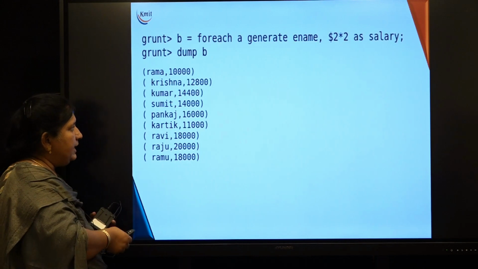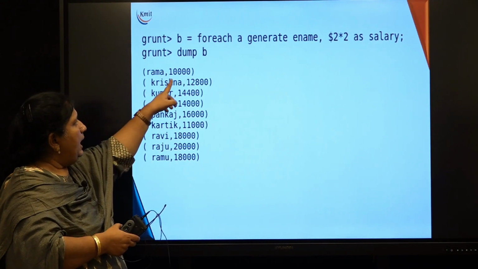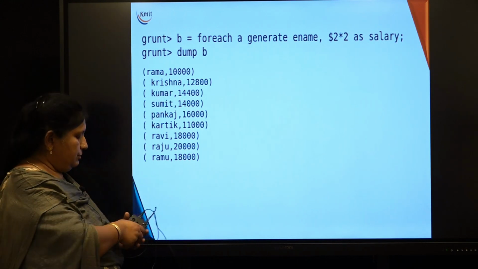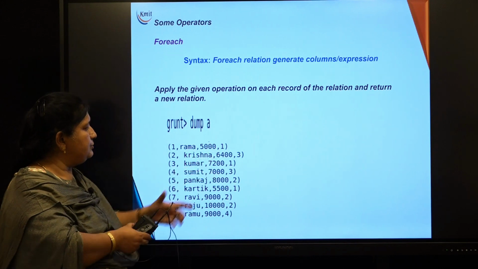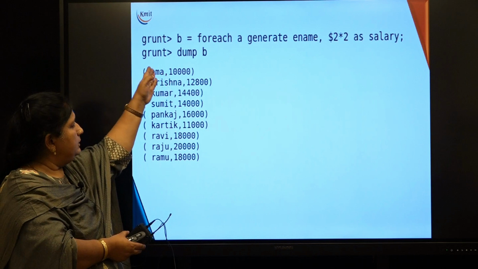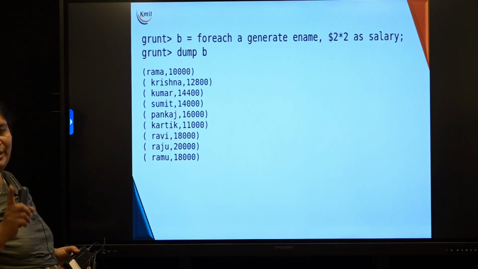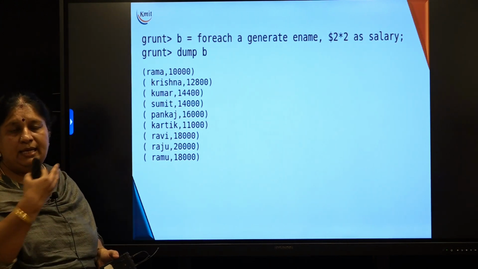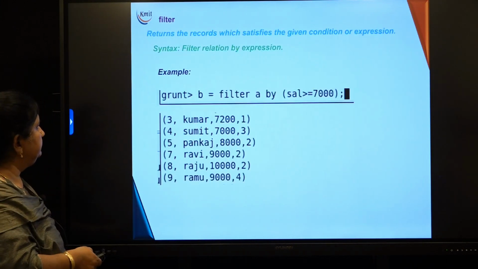Now what is the statement we have given? Employee name should be generated and whatever is in the $2 position should be multiplied by 2. So if you see the salary values, Rama 5,000, Krishna 6,400, in the output they are multiplied by 2. The name is also stored, right? So for each is one of the operators built into PIG Latin which applies the given expression for every tuple in the relation.